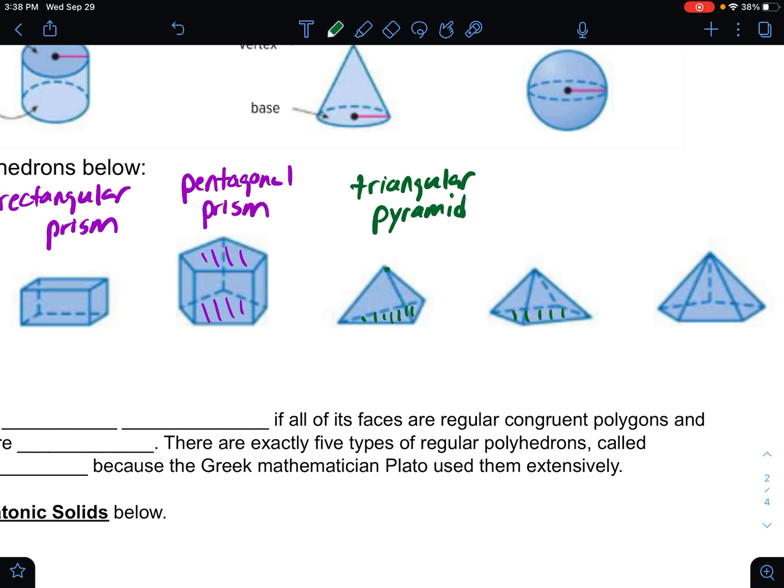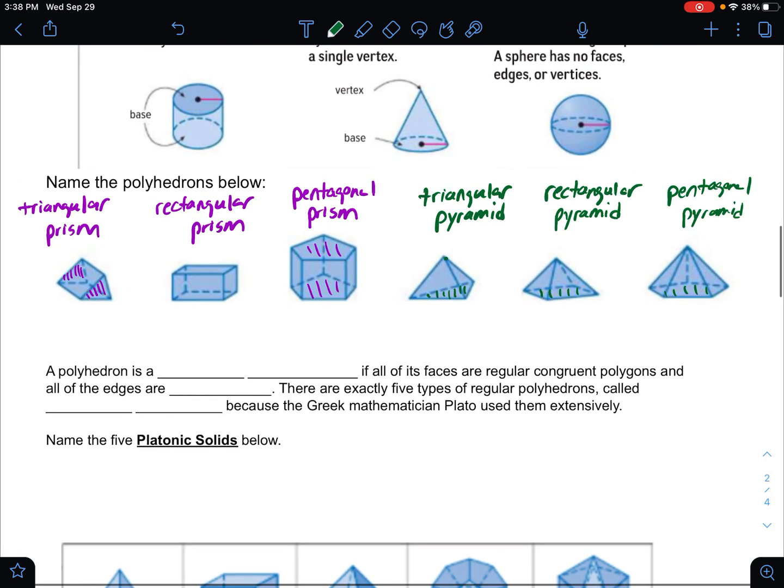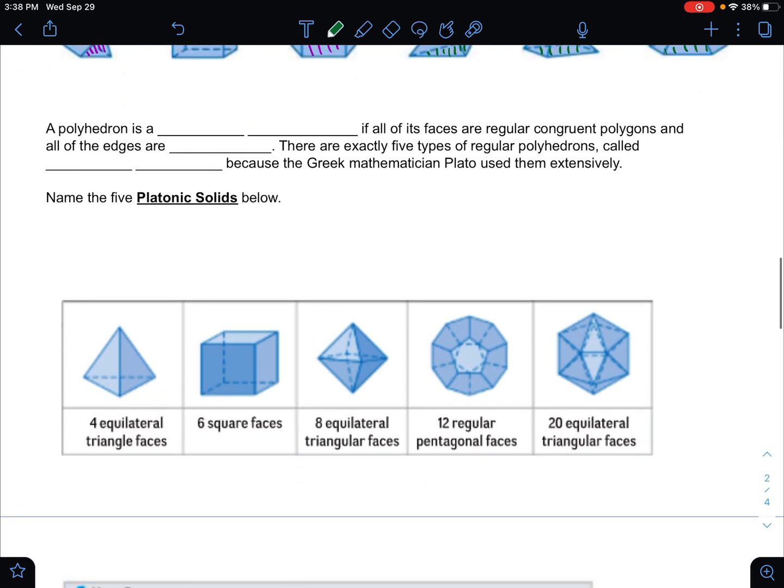This one looks to be a rectangular pyramid. It's a little bit hard to tell if that's a perfect rectangle or if it's just a parallelogram or square, but we're going to call it a rectangular pyramid. It doesn't have any more specific labels. And on this one, if we look carefully at it, that is a pentagon. So pentagonal pyramid. So that's how you name those polyhedrons.